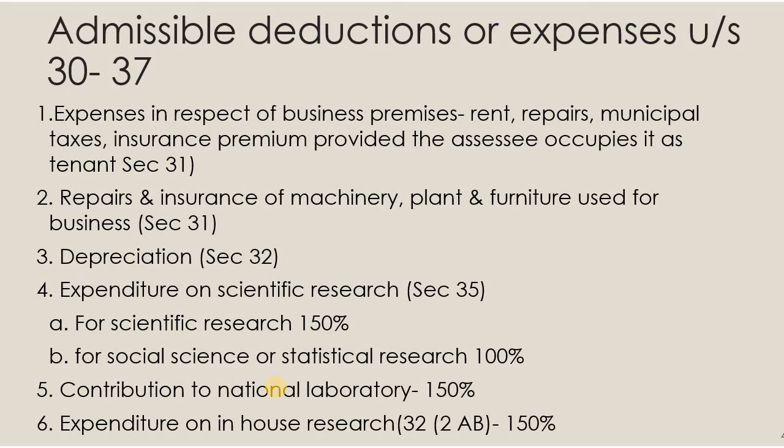Then expenditure on in-house research. If the business organization has an in-house research team or in-house research facilities and they promote research within the business premises, then they can claim up to 150% of the amount. If they spend 1 lakh, they can deduct 1,50,000 from the profit. Now let's go to the other deductions.